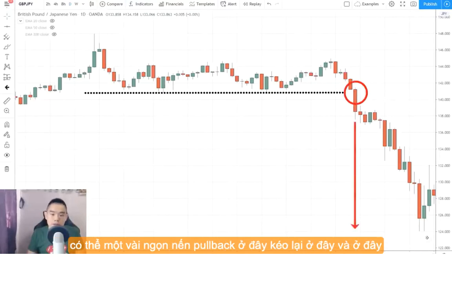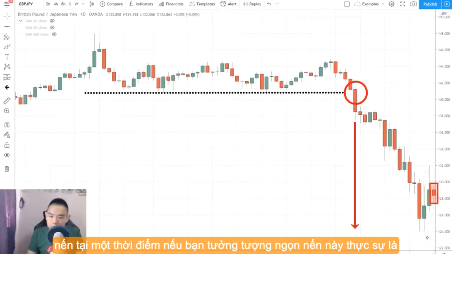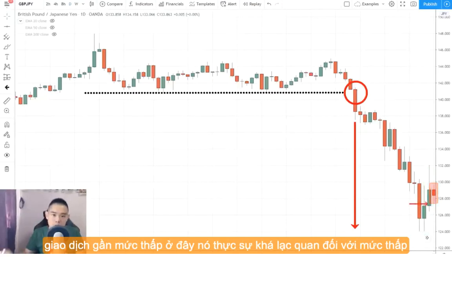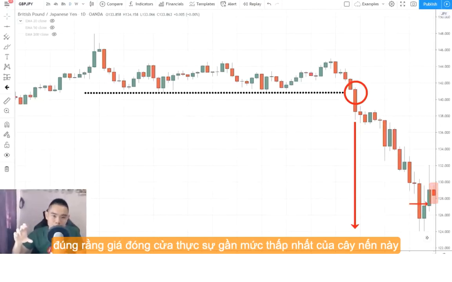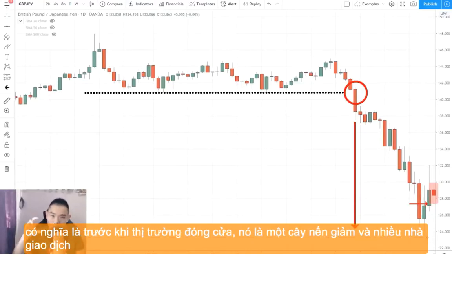Strong bearish momentum. Then we have a couple of candles, pullback here. And this candle, at one point in time, if you imagine this candle was trading near the lows over here, it was actually pretty bullish. The closing price was near the lows of this candle. I mean, before the market closed, it was a red bearish candle.